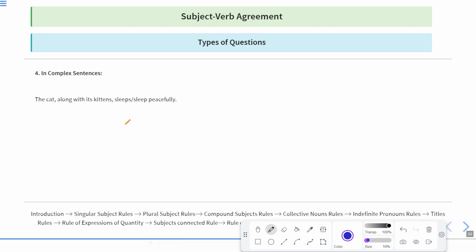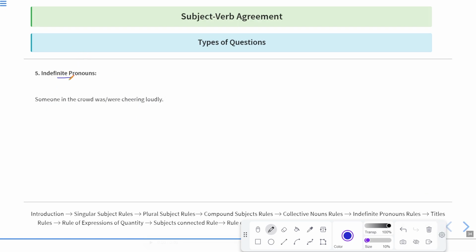In complex sentences, the cat along with its kittens sleeps or sleep peacefully. So when we use the along with phrase, we use the verb according to the first subject. The first subject is cat, which is singular. So here sleeps should come, not sleep. So the answer will be the cat along with its kittens sleeps peacefully. Now let us move to the next one.